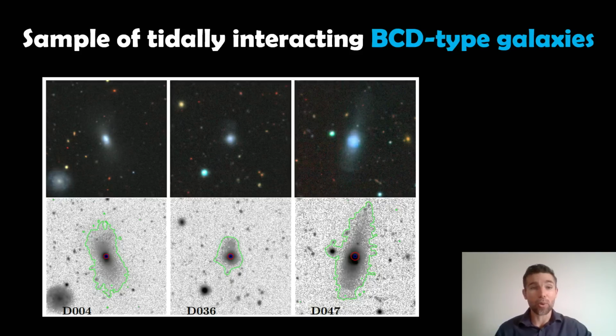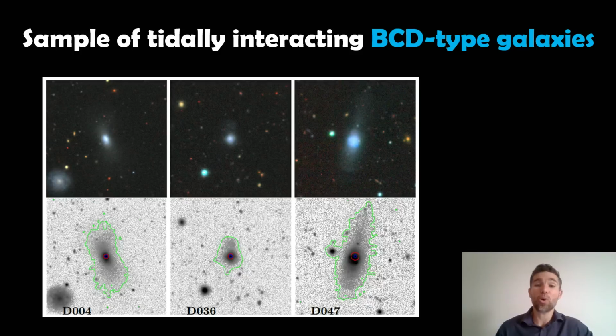Now, this is a sample of some tidally interacting blue compact dwarf galaxies. So I've put BCD here. If you look at any academic papers, they'll refer to BCD type galaxies, which basically just means blue compact dwarf galaxies. And the top is the actual images of that, and on the bottom you've got the contours around the actual galaxies, and you can see they're kind of irregular in shape. Some of them actually have streams of material being pulled out of them. So these are a sample of tidally interacting galaxies.